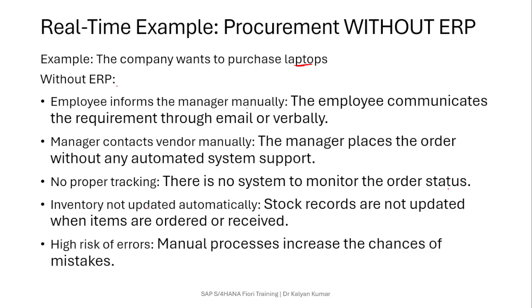Next, inventory is not updated automatically. Stock records are not updated for which items are ordered or received. It is even impossible to record which items have been ordered from the vendor. Even this data we cannot record manually. Next, high risk of errors. Manual processes increase the chances of mistakes. So these are the problems faced if we buy something in an organization without ERP software.